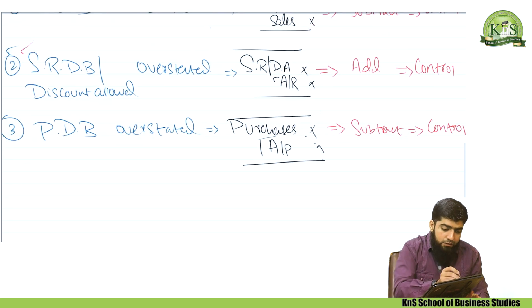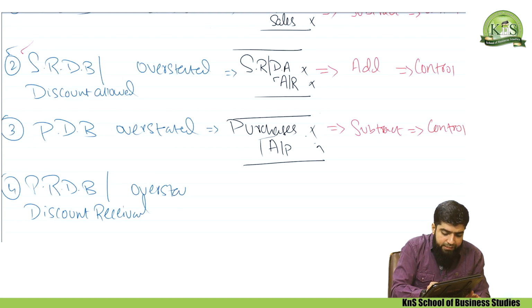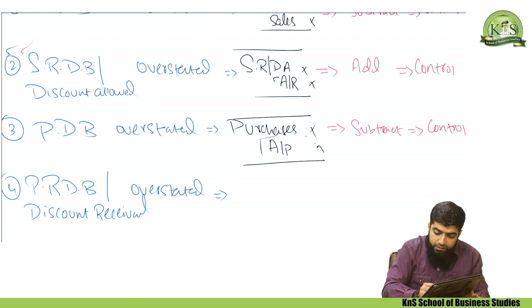Okay, the fourth and the last one, that is the purchase return daybook or discount received. The same treatment will be followed. If it is overstated, now what will be the accounting entry for this one? Accounts payable will be debited and purchase return or discount received will be credited. This should have been recorded.